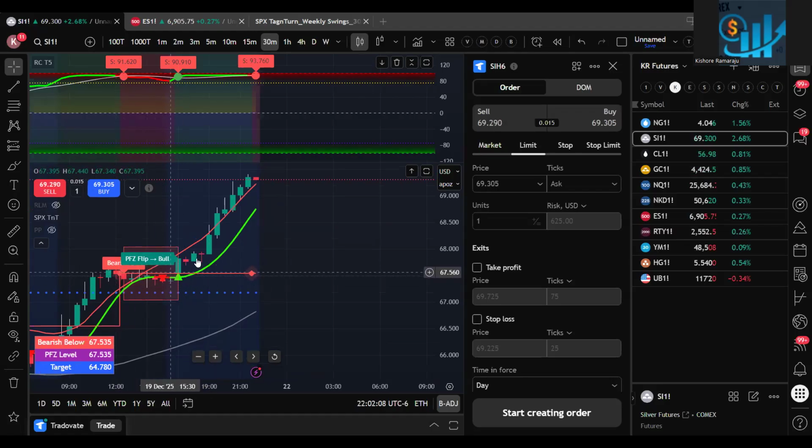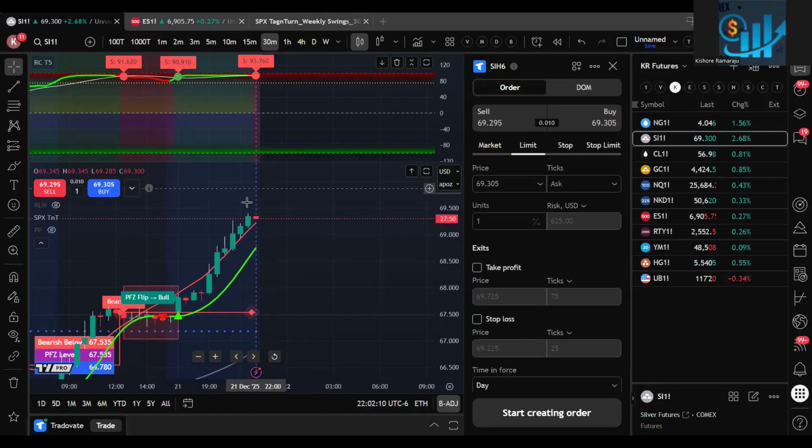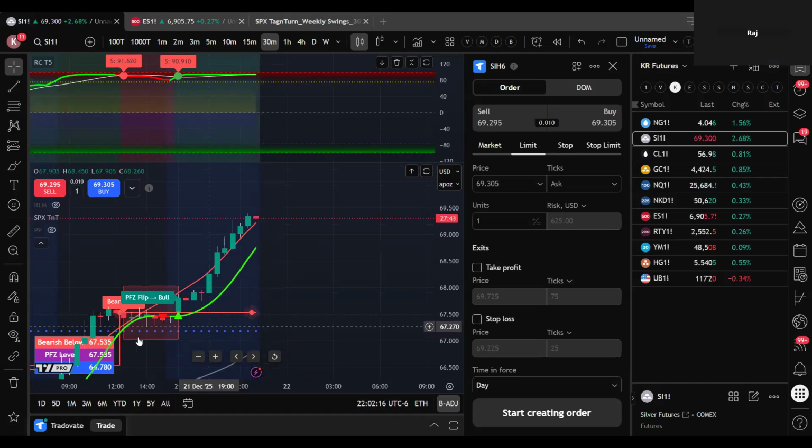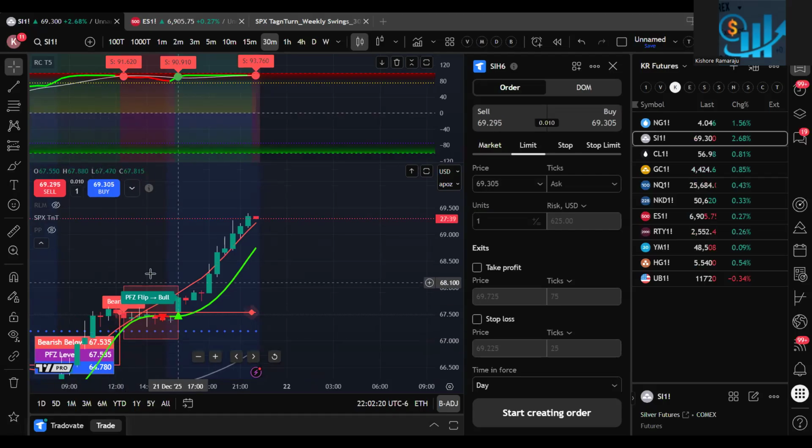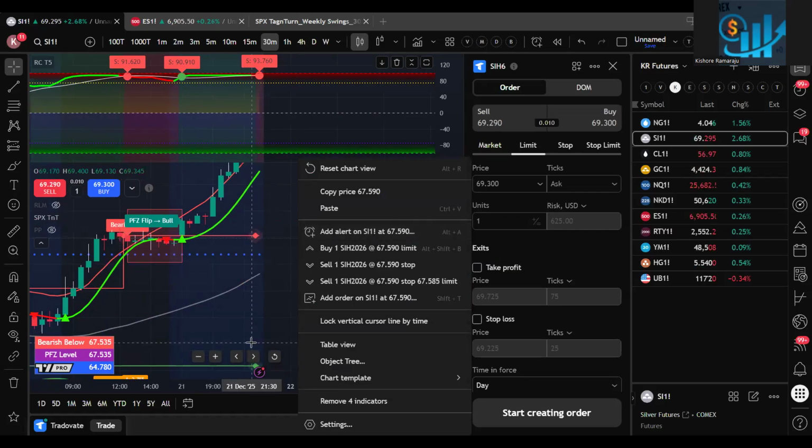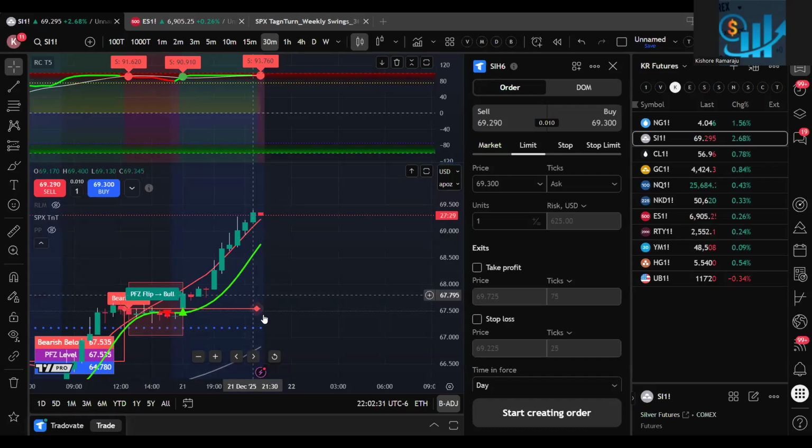Then you take a stop loss. Then whenever you get the next bearish tag and turn, it can come all the way down. This will become support now. Okay, so that's why it is telling only if it goes below this price. Until that time, the trend is bullish. If it breaks this resistance, then it will come all the way down. Otherwise, it will come till this point and then again go further.